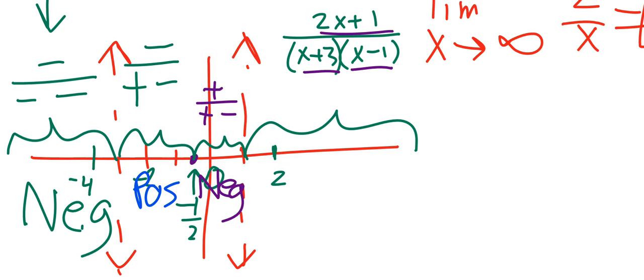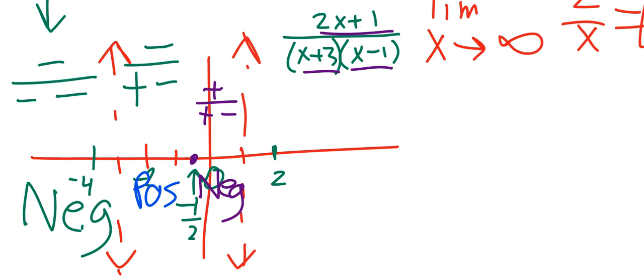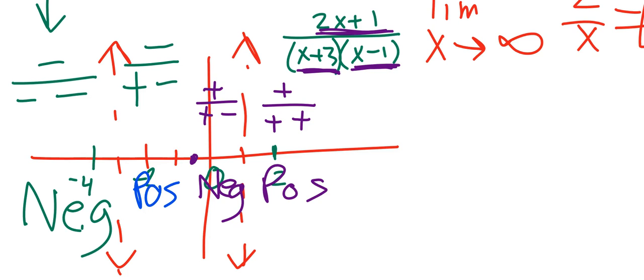So what happens over with the 2? You know what? I'm going to get rid of this and this and this just to make it a little easier to read, and make that look a little prettier. Okay, so when I plug in a 2, 2 times 2 plus 1, that's positive. 2 plus 3, also positive. 2 minus 1, also positive. So what's that section going to be? This whole section over here is positive.